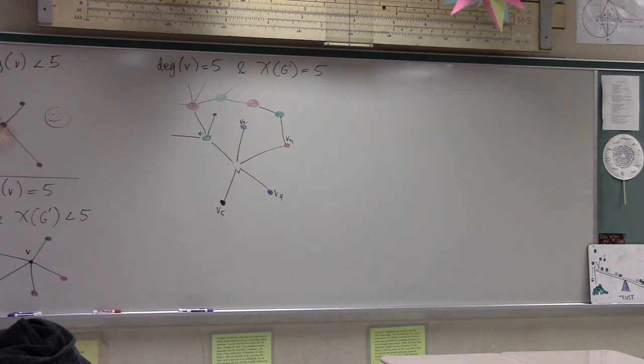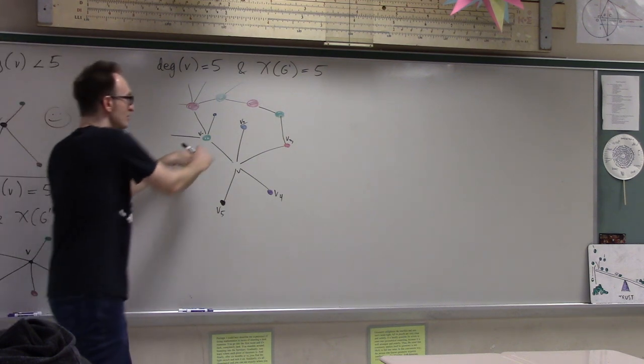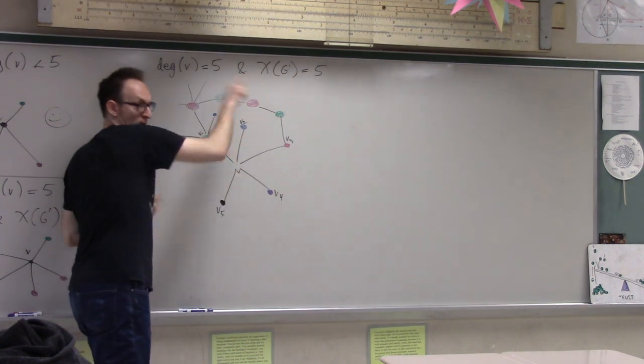Then that option is not available to me, because now there's a closed walk through V1 and V3. But now I do the same thing. Now I switch to V2 and V4. Also, make sure you label the vertices in order like the way I've done.